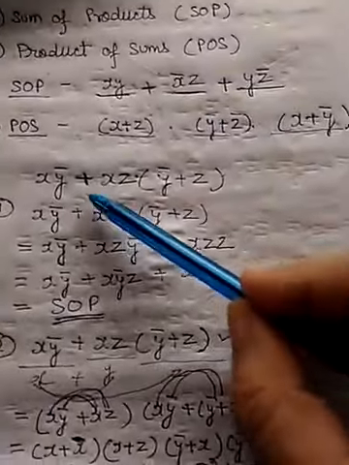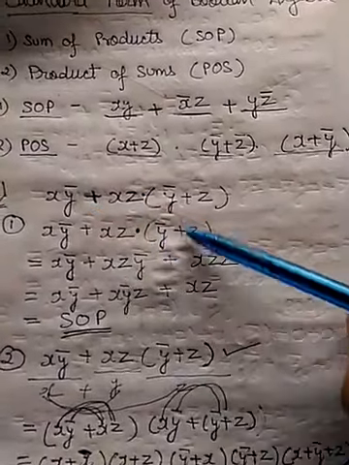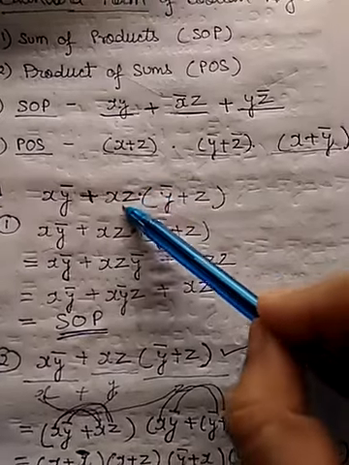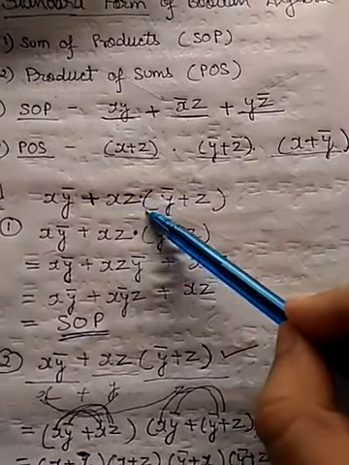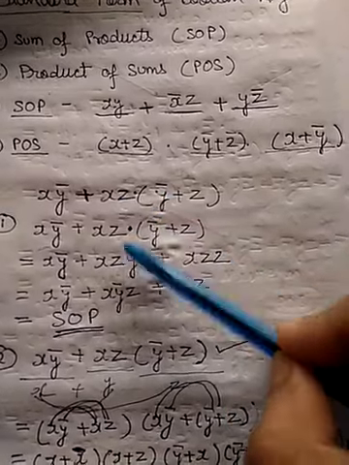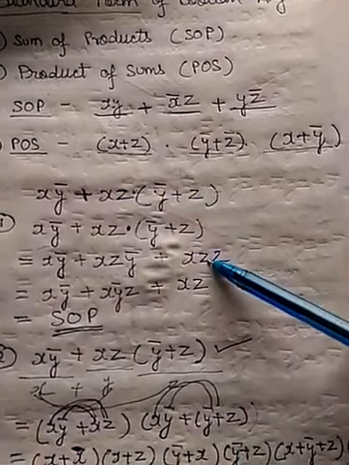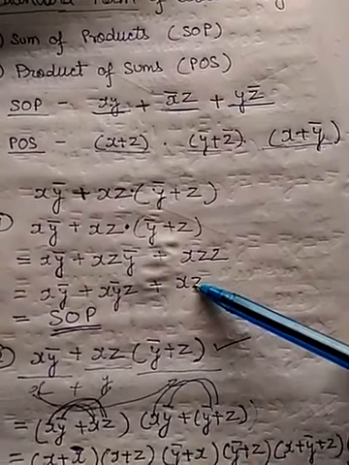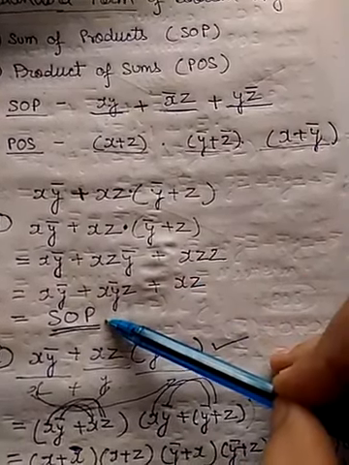Like here, in this function, I want to convert into the sum of product form. Then what will we do? We apply the distributive law over here. So this into this, you will get this. This into this, you will get this. Z into Z is Z. So this is the form which is in the form of sum of product.